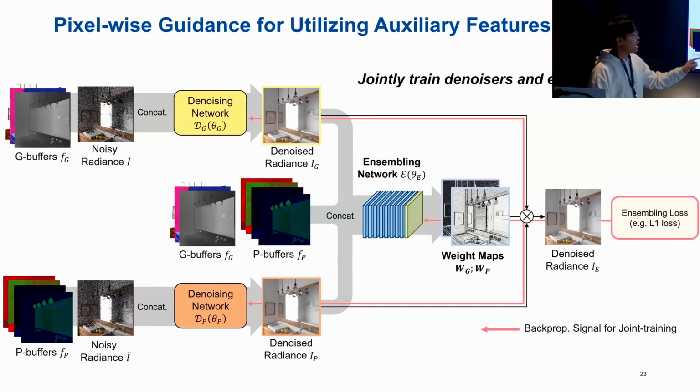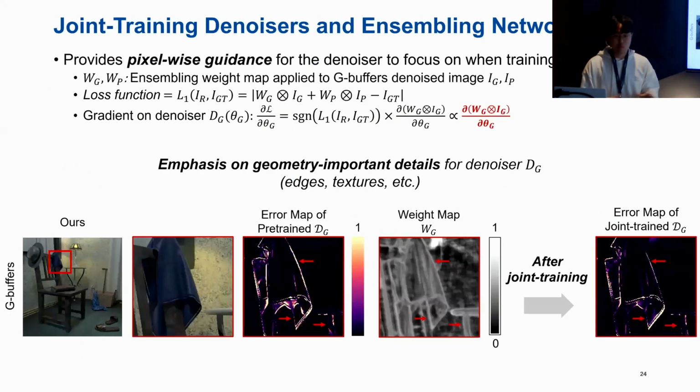The red arrows show how the gradients flow from the final loss to the ensembling network and the denoising networks. The reason why we jointly train these networks is because we can provide an enhanced pixel-wise guidance to the denoisers. During training with the L1 loss of the final ensembled results, we can calculate the gradients that will flow to each of the denoisers. In this case, the denoiser using G buffers, DG. And here, the corresponding weight map, WG, masks the gradients, only leaving signals where G buffers are important for denoising.